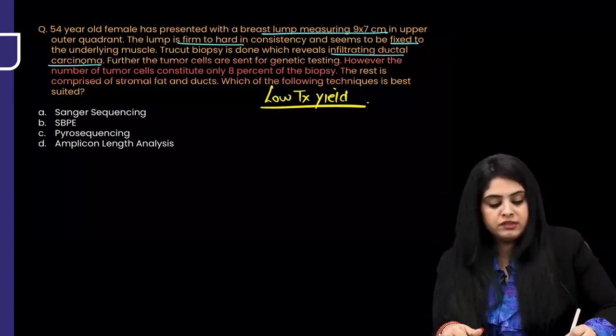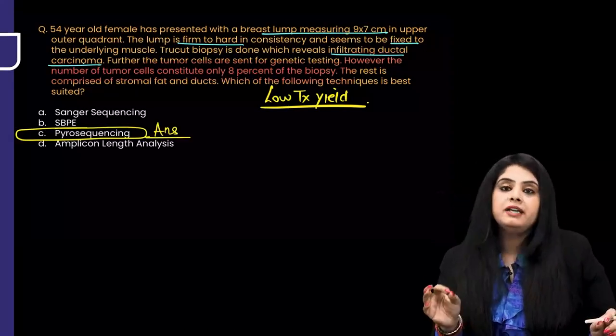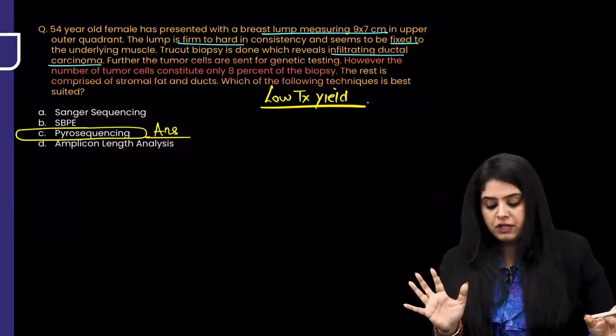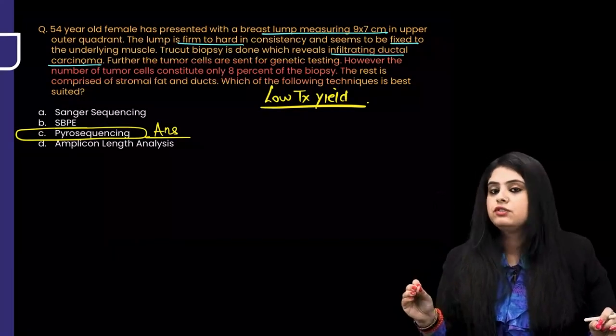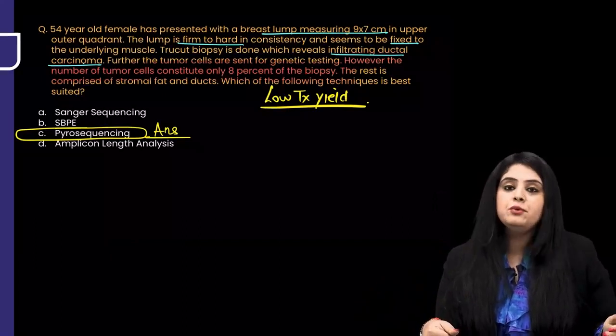Tumor yield is low. What is the type of PCR that I will do for a low tumor yield? We would be going ahead with the very famous pyrosequencing. You know this, everyone's feeling confident because you've done these kind of questions right now when I taught you PCR. Well, with that, we wrap up our rapid review of genetics.